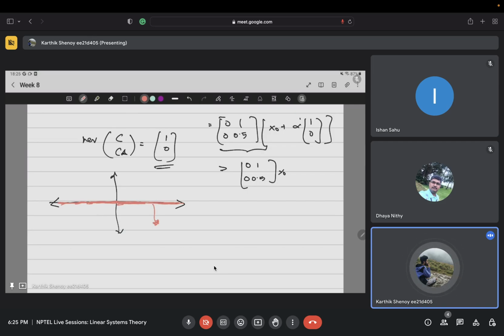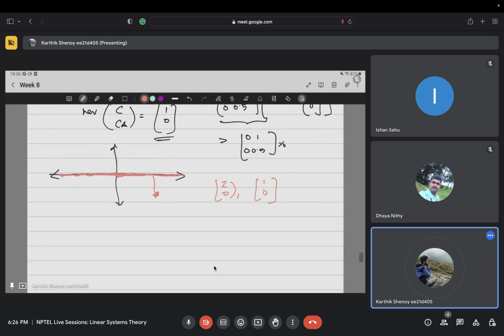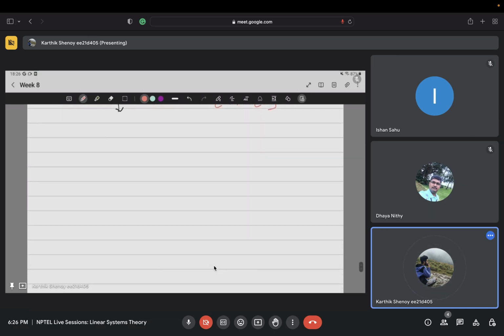It will go to 0 because 2 0 is the same as 1 0 if you look at it from the output point of view. Your output will always be 0. That's the thing. So that's one thing.